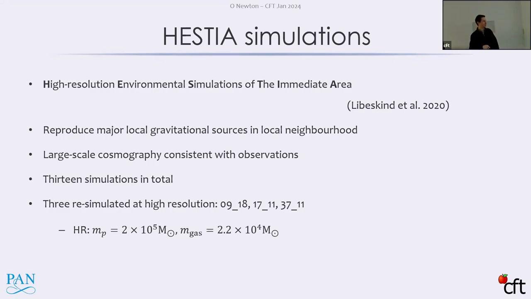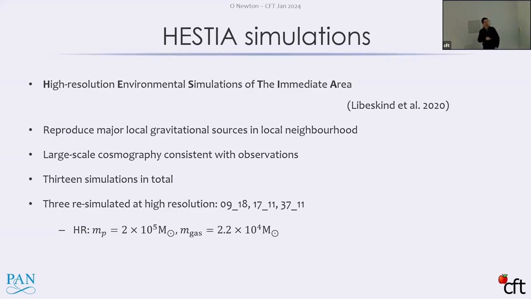Three of these 13 simulations are simulated at higher resolution. So these are just the names of those simulations, and the particle masses of these are evolved. So for the dark matter it's about 10 to the 5 solar masses, and for the gas particles it's about 10 to the 4 solar masses. So on these scales, each simulation particle is modeling a population of stars or gas in this case, but stars and so on.